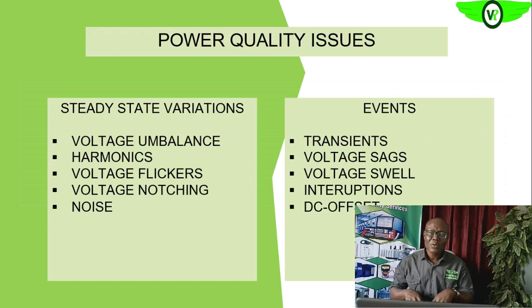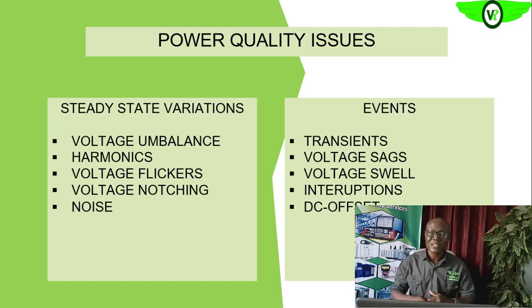Now, what are the various power quality issues that can affect the quality of the power that we are actually sending to our electric power system? They could be divided into two broad categories. We have the steady state variations or events, and those transient or temporary events.